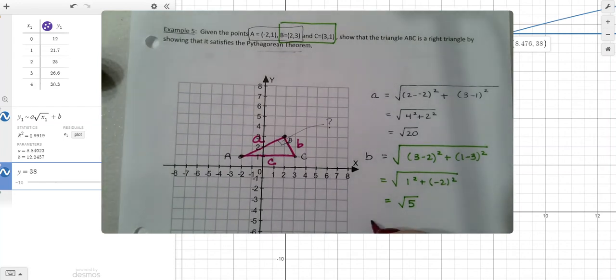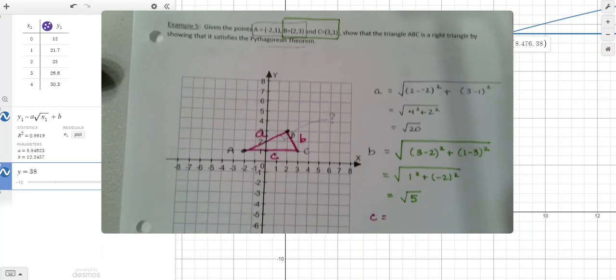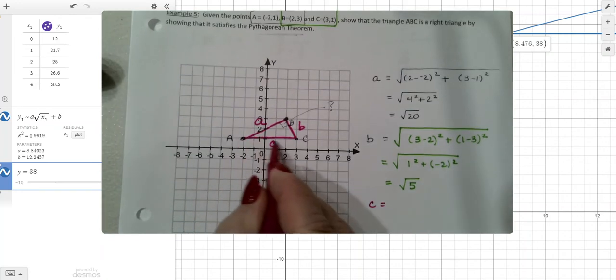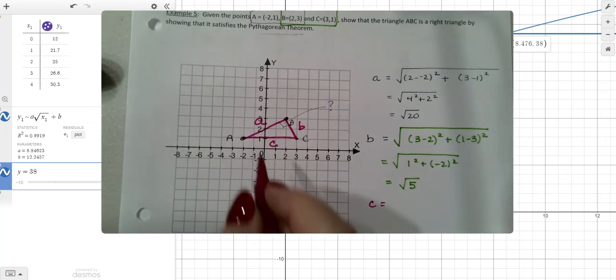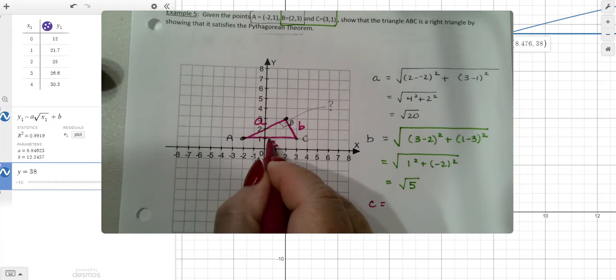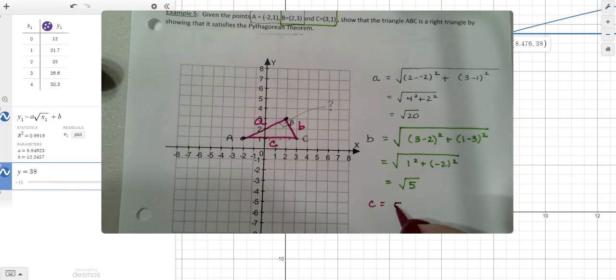All right, c. For c, I can take a shortcut. c is just a horizontal distance, so while I could use the distance formula, it's a lot more work than I really need to go through, right? I can count this one. 1, 2, 3, 4, 5. Just counting 5 units.